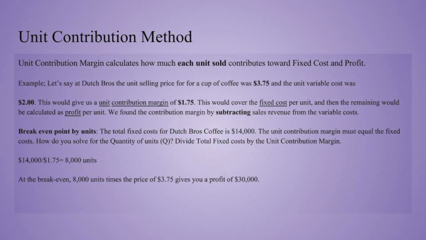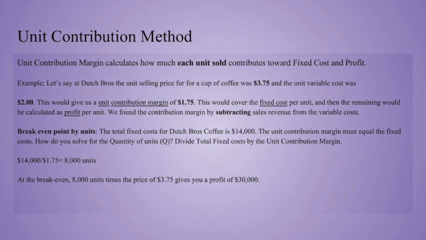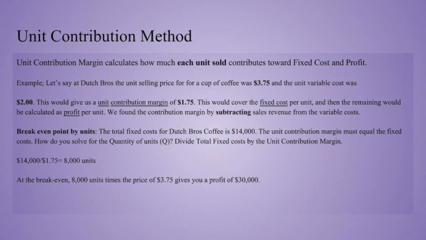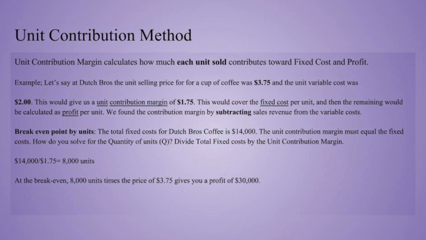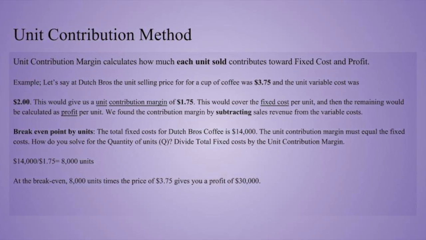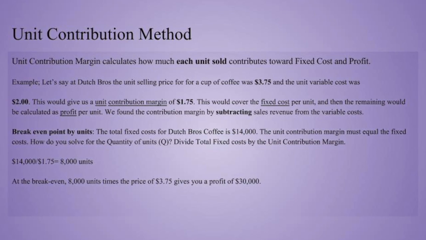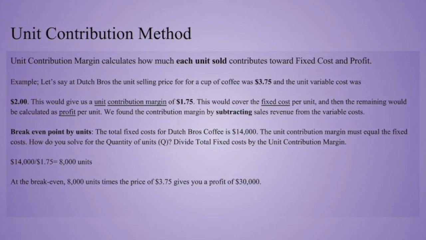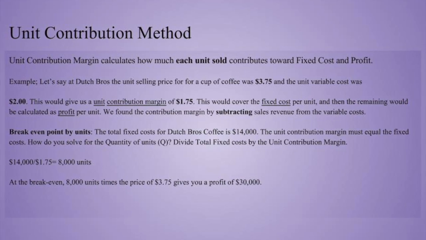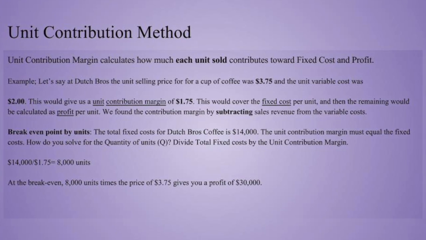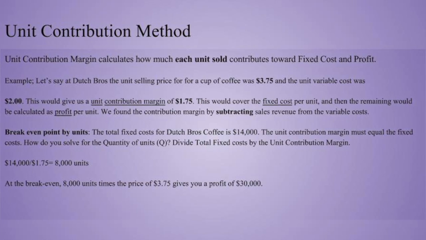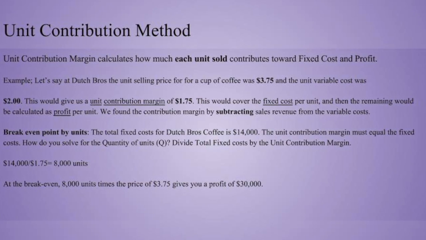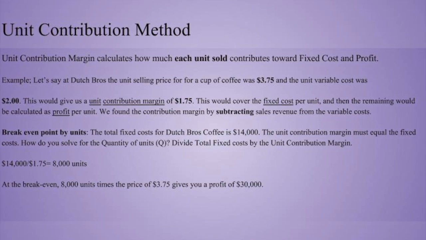The unit contribution margin calculates how much each unit sold contributes toward fixed cost and profit. For an example, let's use Dutch Bros. The unit selling price for a cup of coffee was $3.75, and the unit variable cost was $2. This would give us a unit contribution margin of $1.75, which would cover the fixed costs per unit, and then the remaining would be calculated as profit per unit. We found the contribution margin by subtracting the variable costs from the sales revenue.